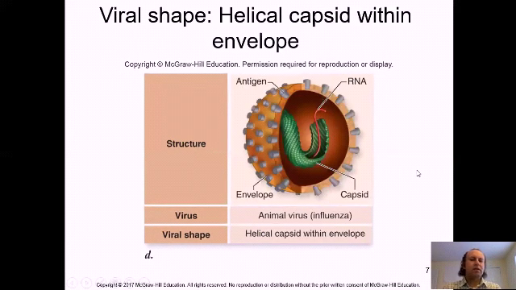And we have this virus that has a helical capsid within an envelope. So this is a bit more complicated virus that has an RNA, has a capsid here, and then has an envelope. And here some specific proteins that are recognized as antigens. This is the virus of the influenza.